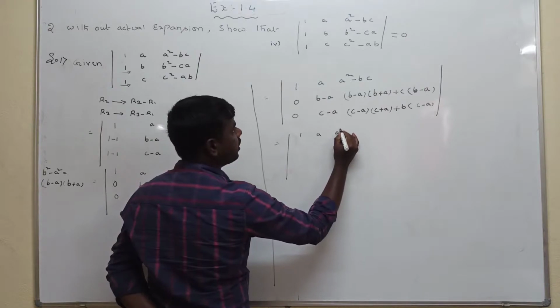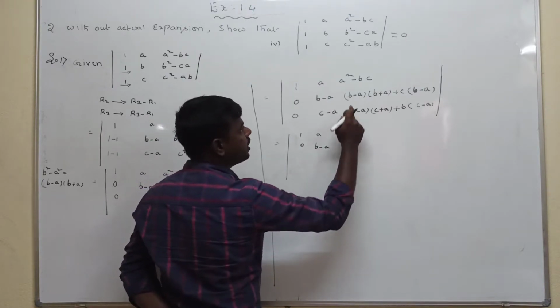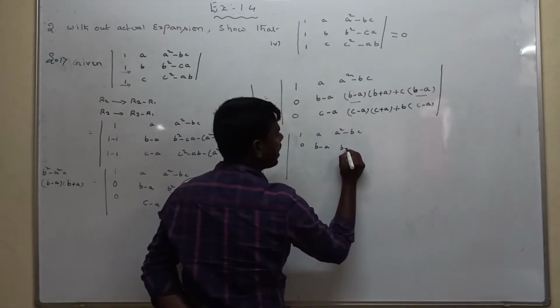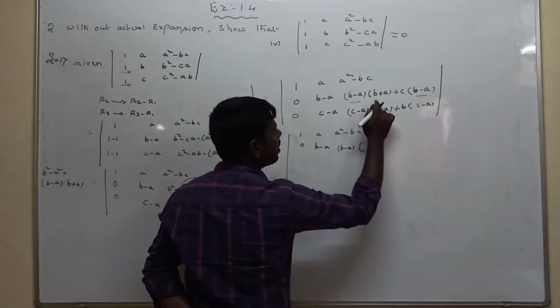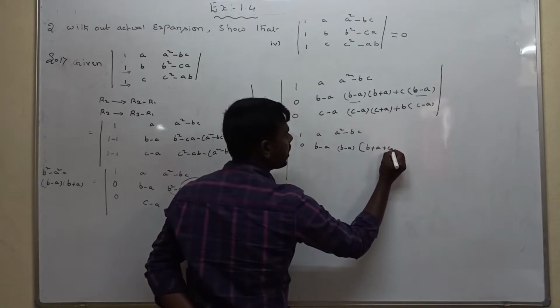1, a square minus bc, 0, b minus a. In this, what is the common? B minus a is the common. That's why taking it outside, the left of the element is b plus a plus c. B plus a plus c.